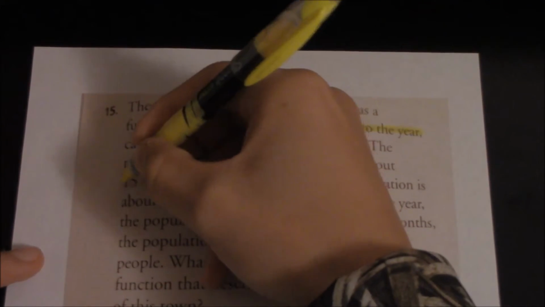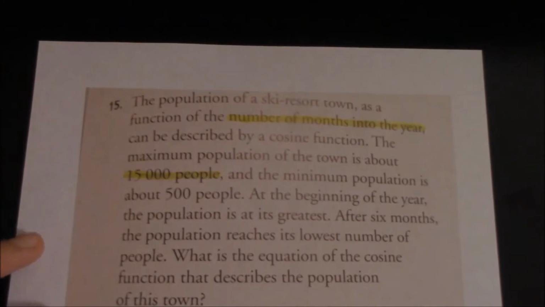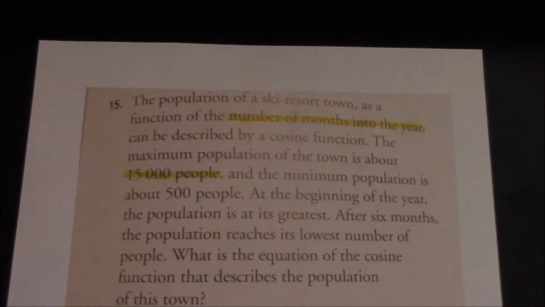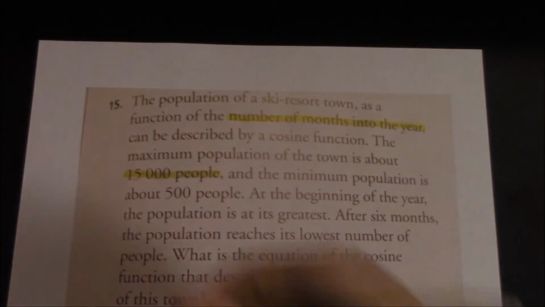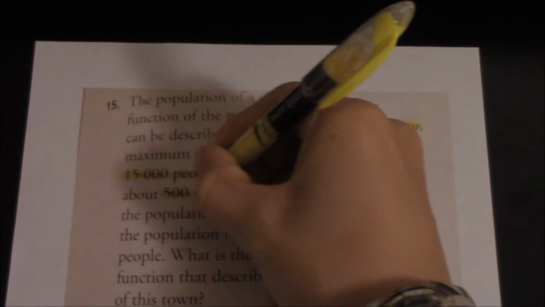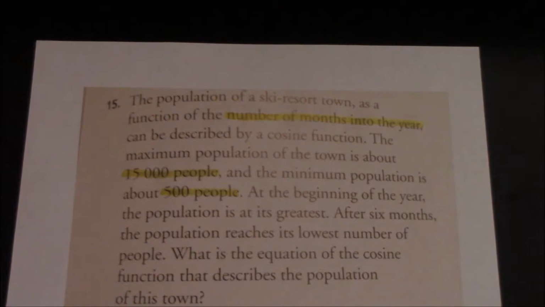The maximum population of the town is about 15,000 people. Once again, another important point. 15,000 people, that's our maximum. This is going to help us find unknown values such as a and k when we're solving for the function. And the minimum population is about 500 people. This is also important because we need the minimum to solve for values such as a and k.